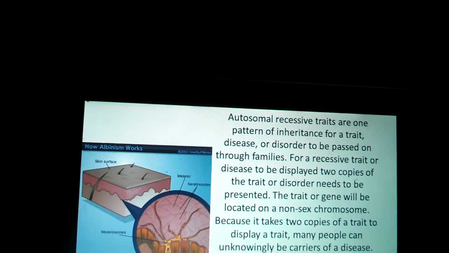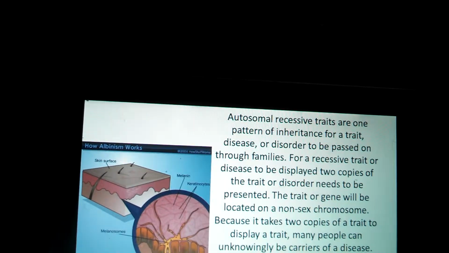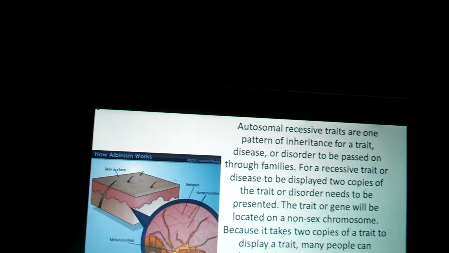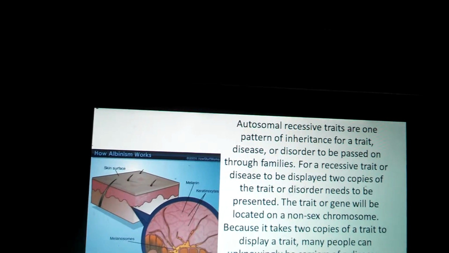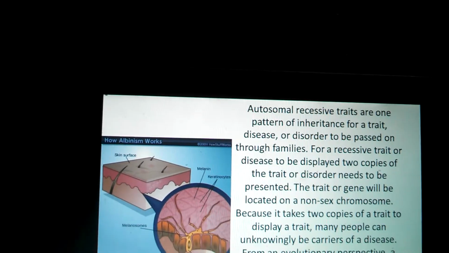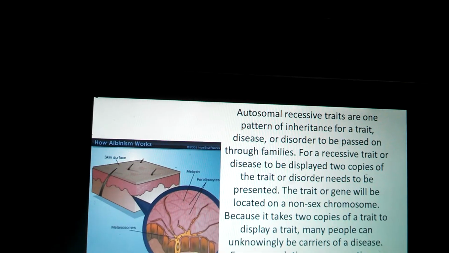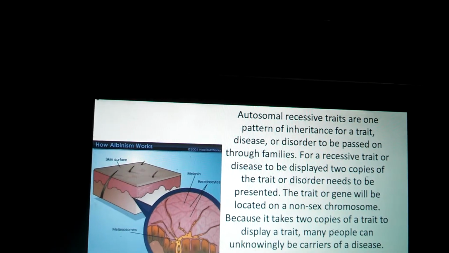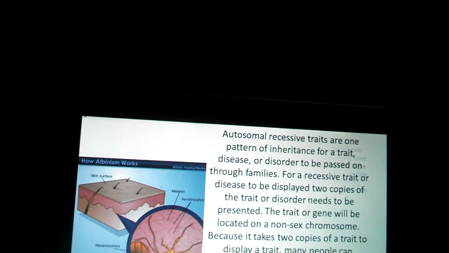Autosomal recessive traits are a pattern of inheritance for a trait, disease, or disorder to be passed on through families. For a recessive trait or disease to be displayed, two copies of the trait or disorder gene need to be present. The gene will be located on a non-sex chromosome, because it takes two copies of the trait to display. Many people can unknowingly be carriers of the disease.